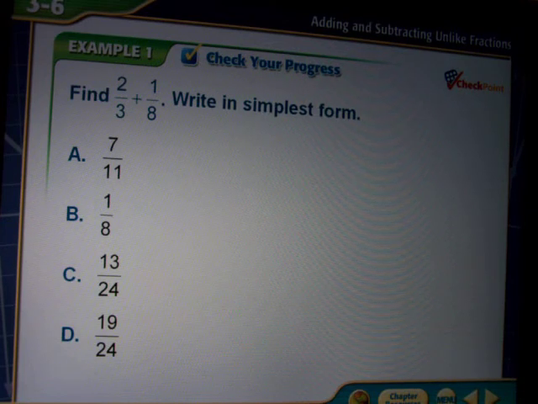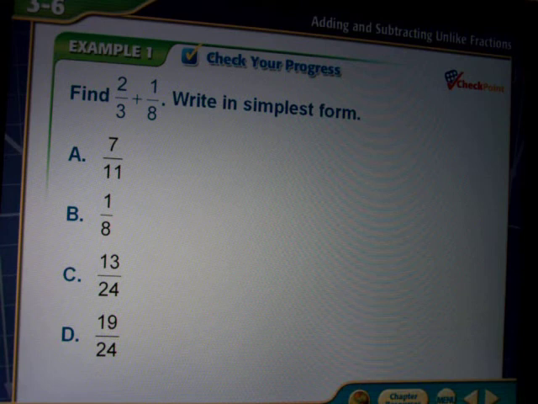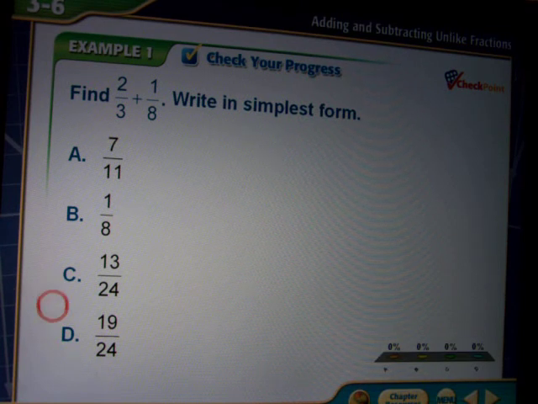So now find 2/3 plus 1/8 and write that in simplest form. If you're looking for the least common denominator, it's probably 24ths. So answer A, 7/11, B, 1/8, C, 13/24, or D, 19/24. And your answer is 19/24.